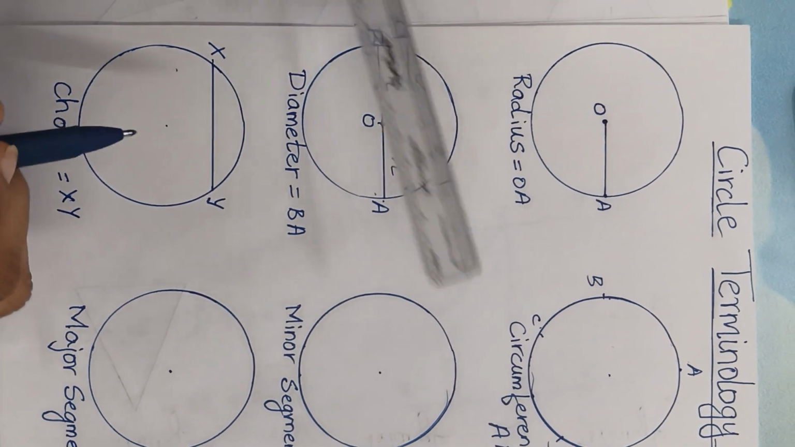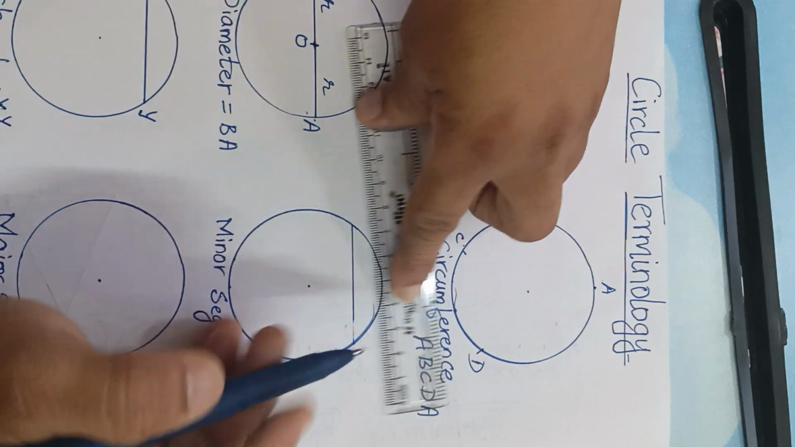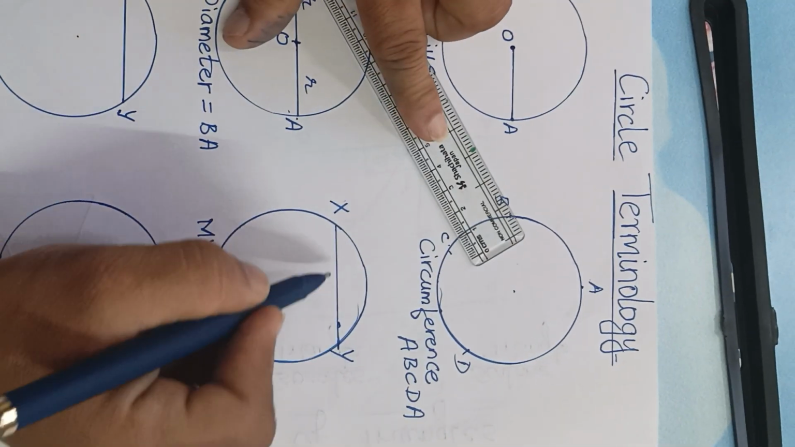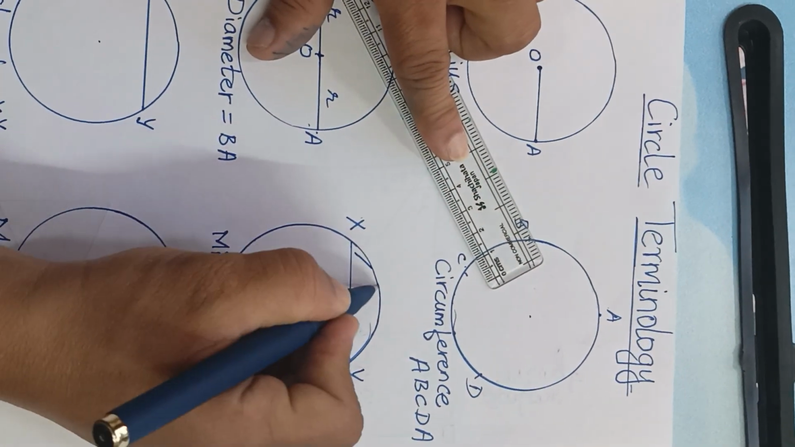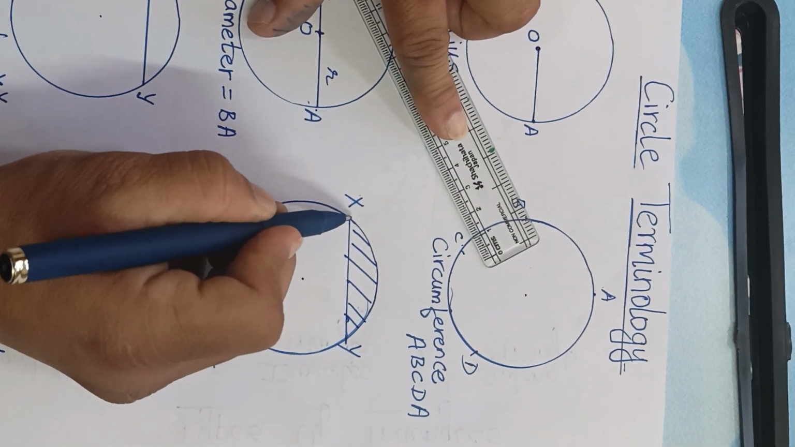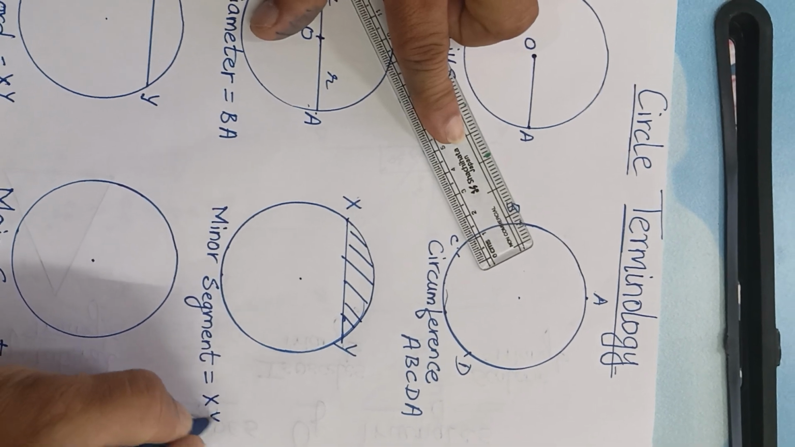Now I'll take the same XY in this circle. XY is dividing the circle into 2 parts. One is with a smaller area, and this smaller area of XY is called a minor segment.